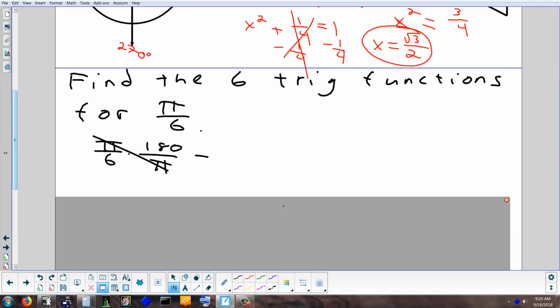And then you're left with 180 divided by 6, which is how much? 30. All right, gave it away already. I know, I kind of gave it away. So we know that it's a 30-degree angle. We kind of knew that before.